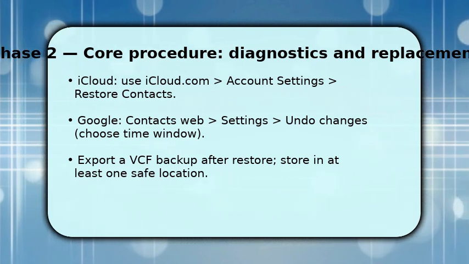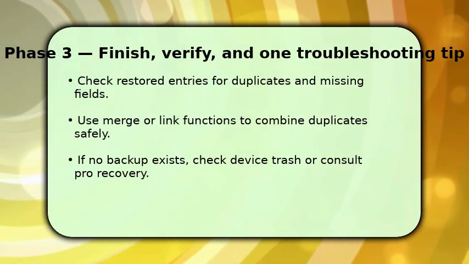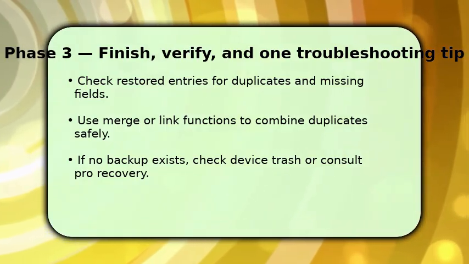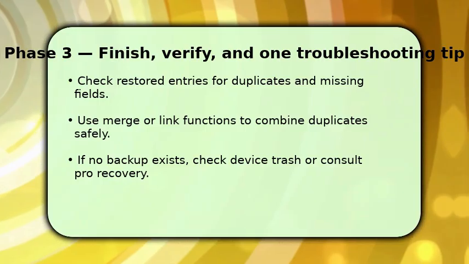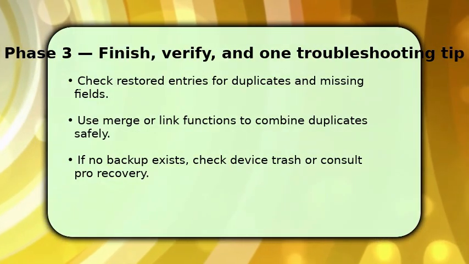After restore, verify every entry. Open a sample of restored numbers to confirm labels, notes, and secondary phones. Once done, use the Contacts App Merge or Link feature to remove duplicates. Do this carefully to avoid overriding fields. Make sure all contact groups are visible in Settings.